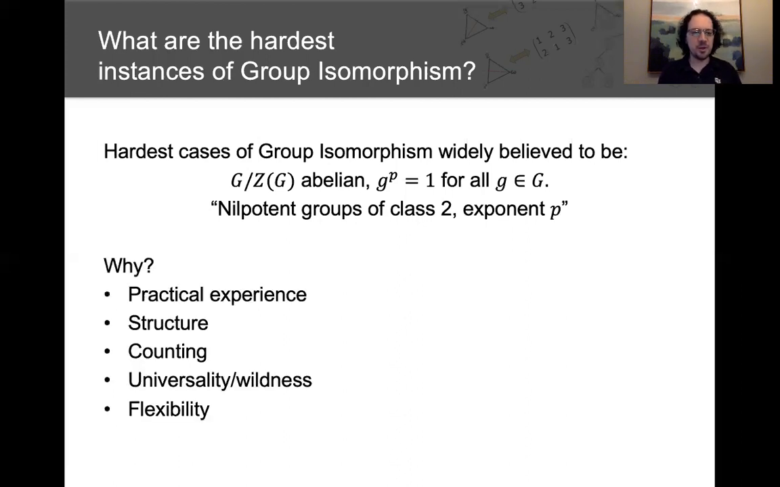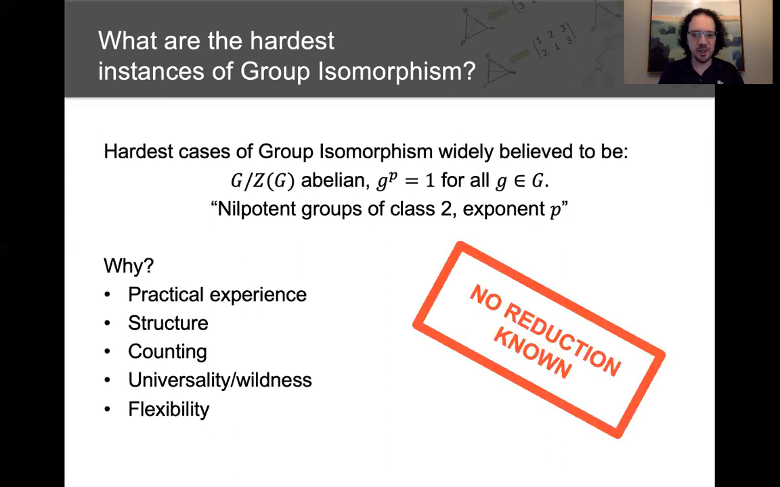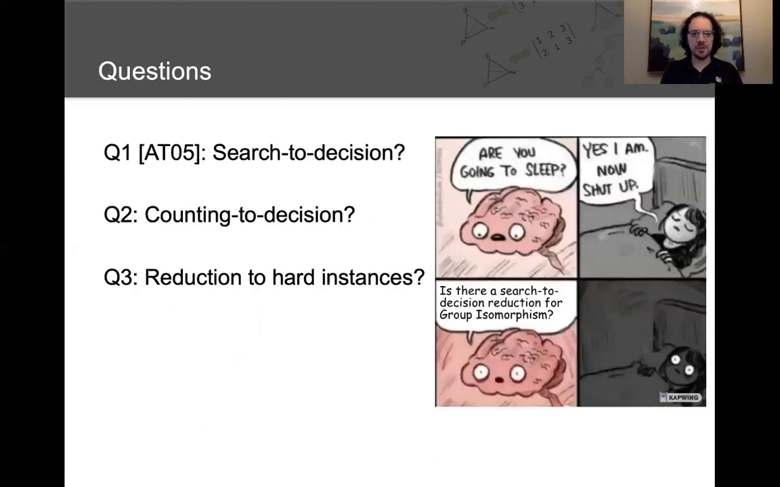Why do we believe these are the hardest cases? Well, there are lots of reasons to believe this. But one thing to note is missing from this list is there's no formal reduction known the way there is in graph isomorphism. And again, this comes down to the issue that it's hard to use gadgets in the context of group isomorphism. Okay, so these are the questions that keep us awake at night.